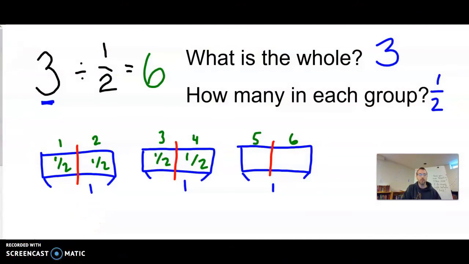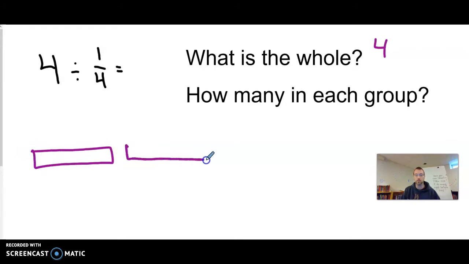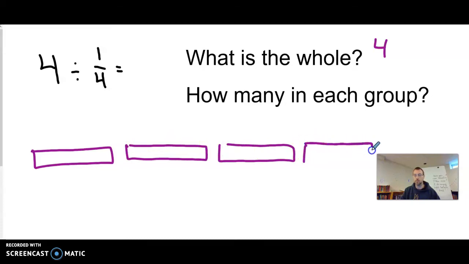Let's get another problem in here. Let's do 4 divided by 1/4. What is our whole? Well, we're going to start with 4 of them. So I'm going to draw 4 wholes, and squeeze that one in right by a picture of me. I'm also going to label these as 1 whole as well, to show my 4 wholes.